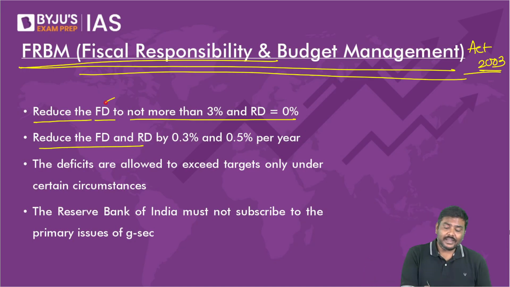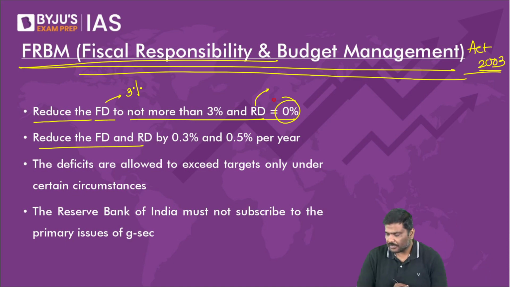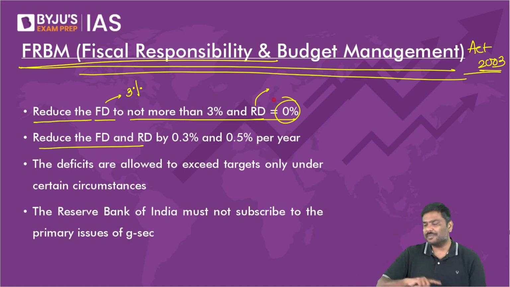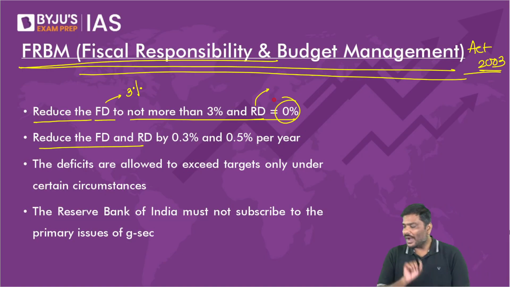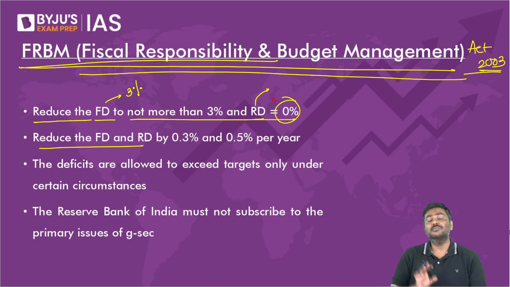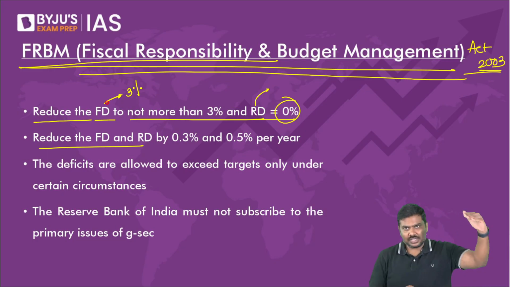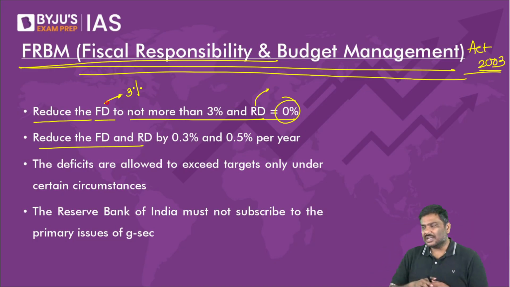We need to target FD to 3% of GDP, and we need to target RD to 0% of GDP. All of you will understand now why it is 3% and 0%. I'm sorry, I said it vice versa by mistake. I'll repeat it again: FD 3%, RD 0%.